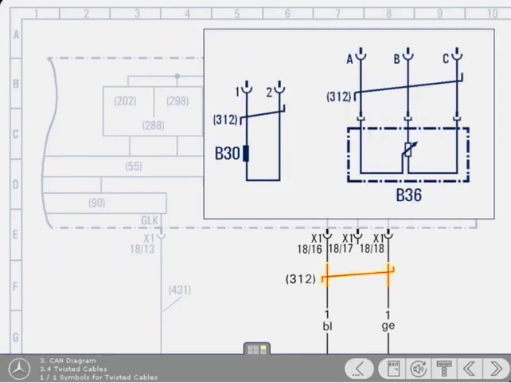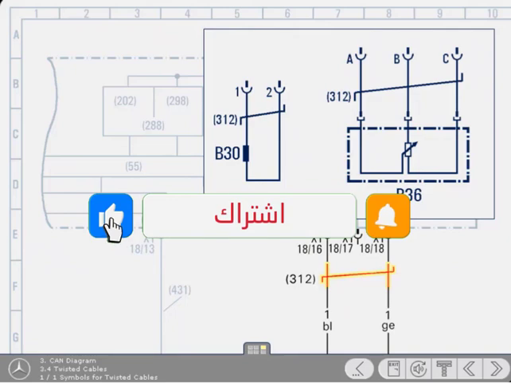In this example, B30 is the symbol for the left front axle ABS sensor as fitted to an Actros vehicle. Component B36 is a left first front axle brake lining wear sensor.